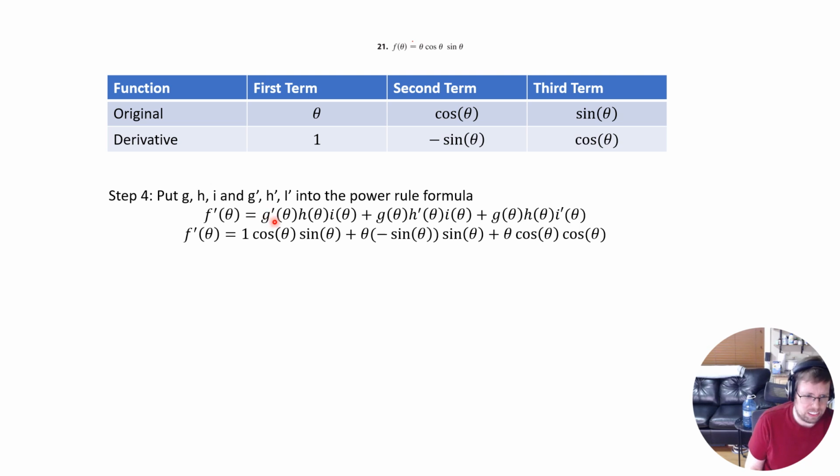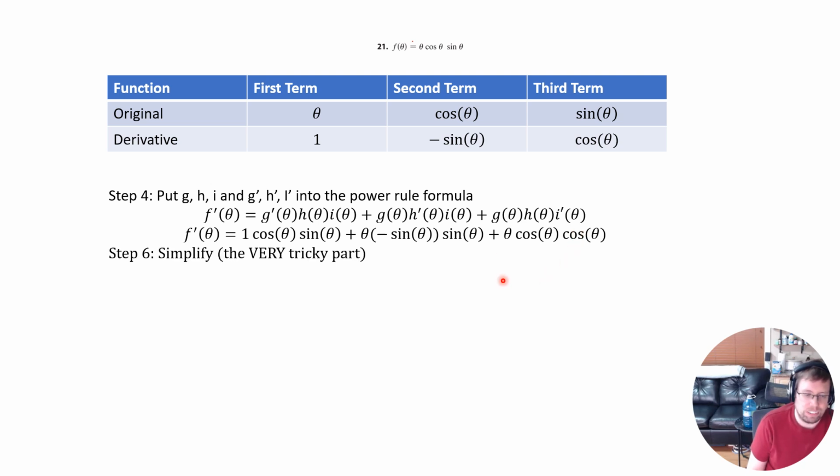So starting here, we have g prime of theta, so we look at the first term and at the derivative, and we see it's 1. Then we have h left alone, which is just the original for the second, cos, and the original for the third, sine, and then we jump to the second term. Here the first term is the original, theta, the second term is the derivative, which is negative sine, and the third term is the original again, which is just sine theta. And then finally for the third term, we have the original left alone, which is theta, the middle one left alone, which is cos theta, and finally the third one derived, which is cos theta.